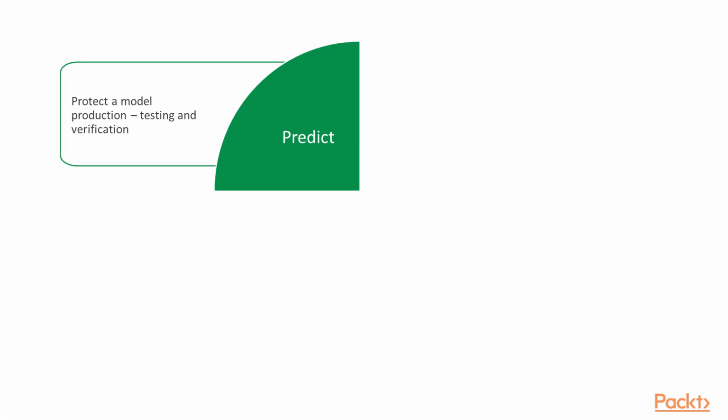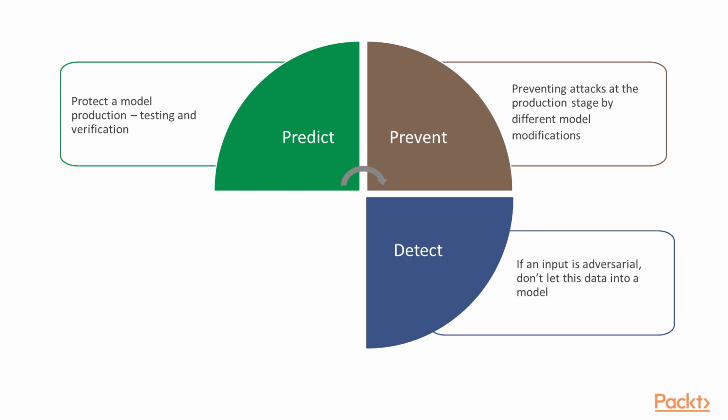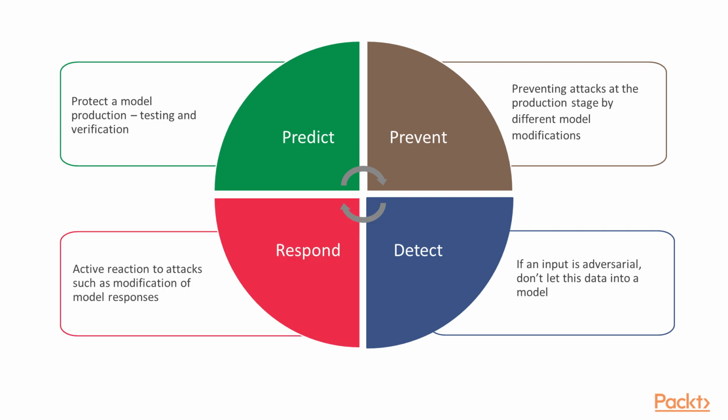Predictive. Methods in this category have a goal to protect a model before it goes to production. Here we have various testing and verification approaches. Preventive. Methods from this category aim to focus on preventing attacks at the production stage by different model modifications and so on. Detective. Methods from this category try to detect an adversarial input and don't let this data into model. And responsive. There are methods which can provide active reaction to attacks. Now let's go deeper into each category.